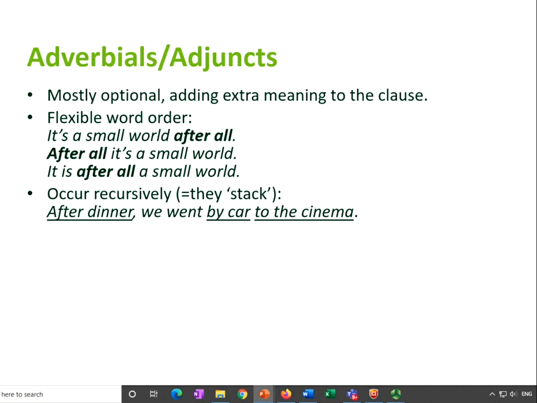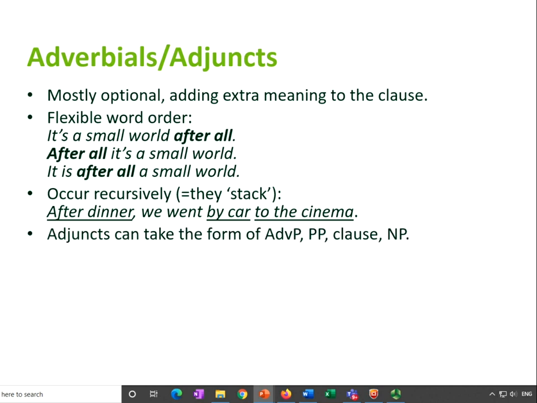They occur recursively. That means we can use several of them. So after dinner we went by car to the cinema. So after dinner, by car, and to the cinema are all adjuncts. They can take the form of an adverbial phrase, a prepositional phrase, as in to the cinema, a clause, or a noun phrase.